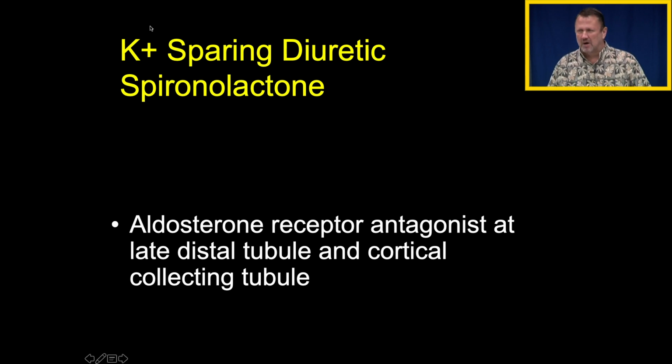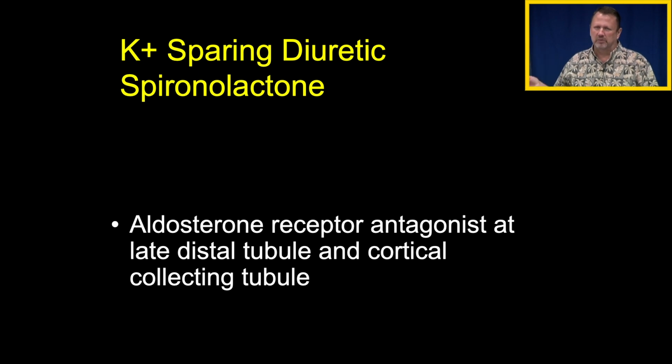So if somebody has a problem with losing way too much potassium with Lasix, we can put them on a potassium-sparing diuretic instead. Spironolactone, Aldactone, is our potassium-sparing diuretic. And so again, take a look at the package insert for this drug, look at the contraindications and the warnings. It's an aldosterone receptor blocker at the late distal tubule and cortical collecting system.